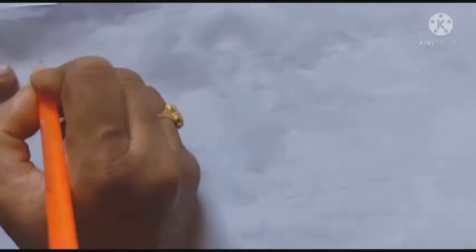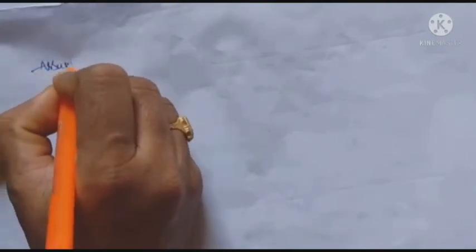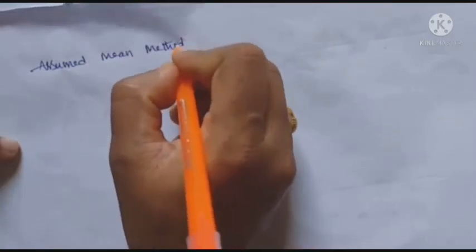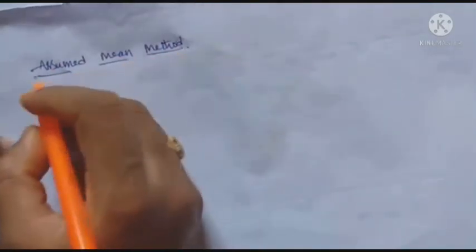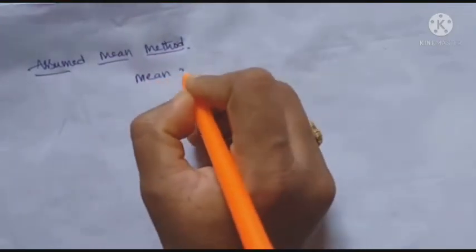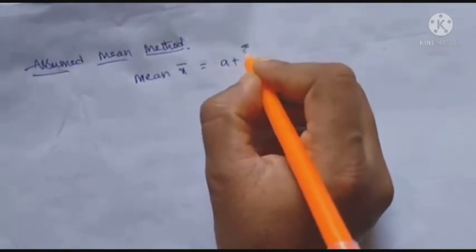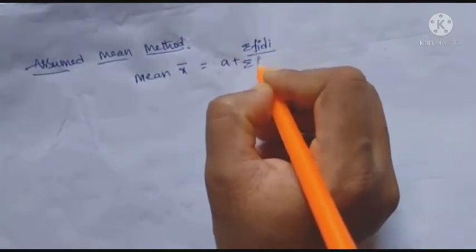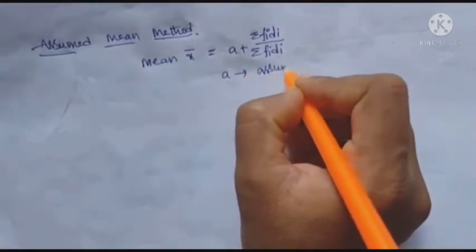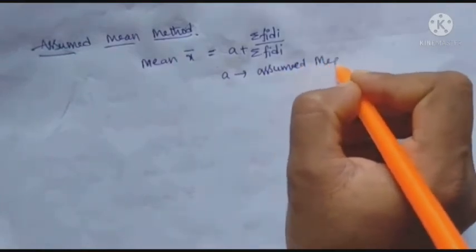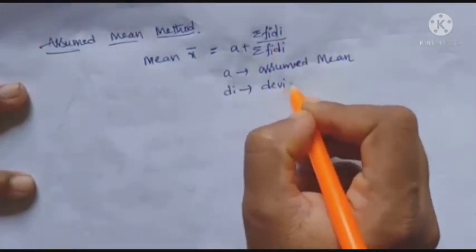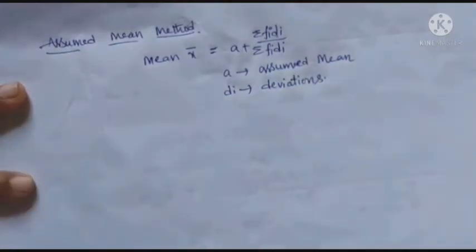Next we learn the second method for finding the mean of grouped data: the assumed mean method. In the assumed mean method, the formula for the mean is x bar is equal to a plus sigma fi di by sigma fi. Here a is the assumed mean and di are the deviations.